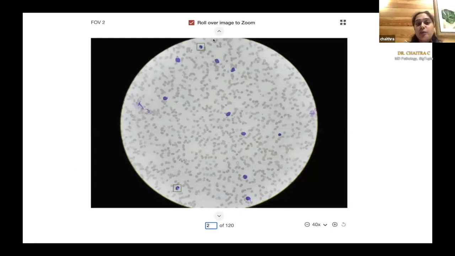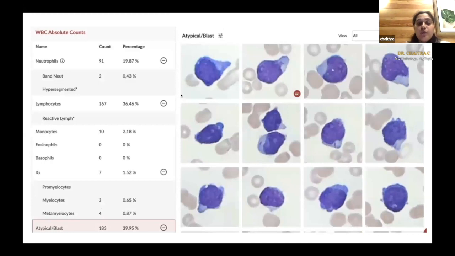So in this microscopic view, we could see an RBC picture of microcytic hyperchromic blood picture, and WBCs have increased. It gives an accurate differential count with the visual evidence. In this case, there was neutropenia, and there was around 39% blast.